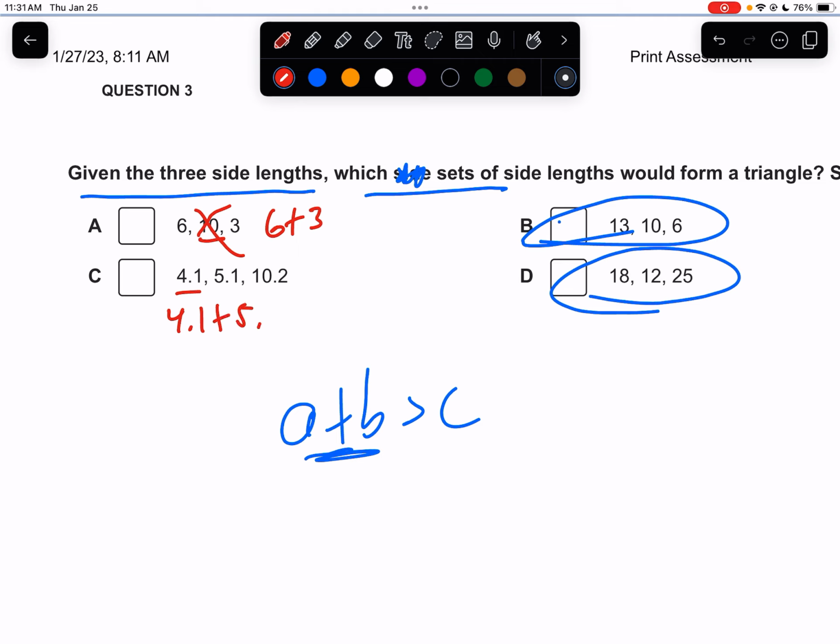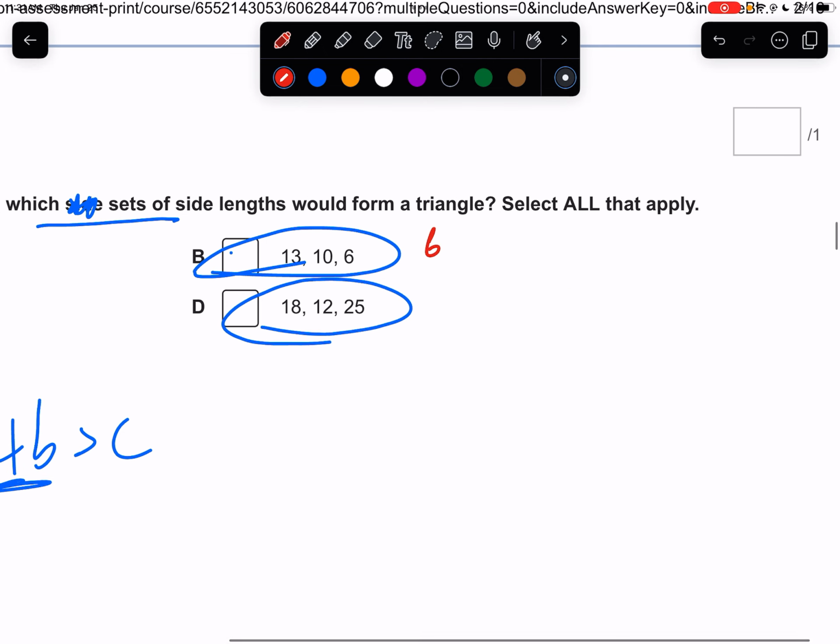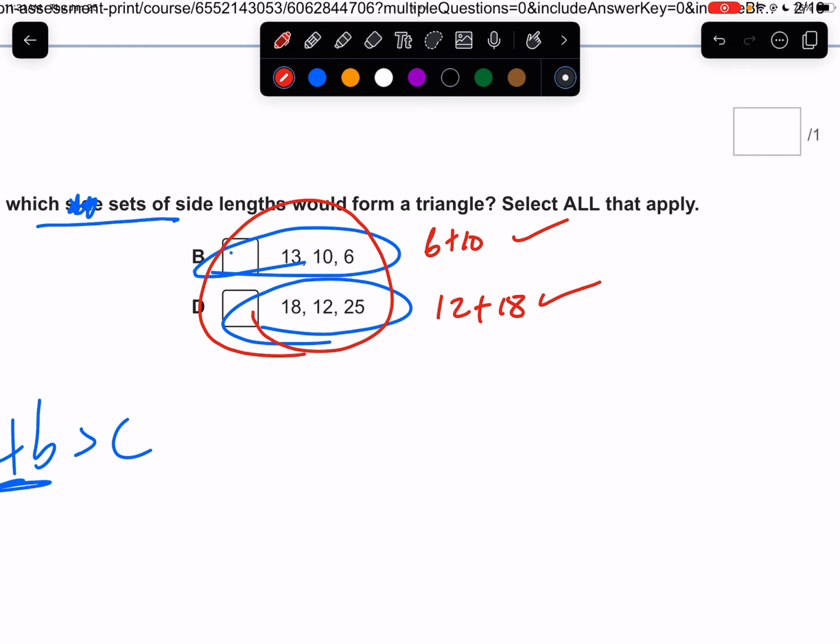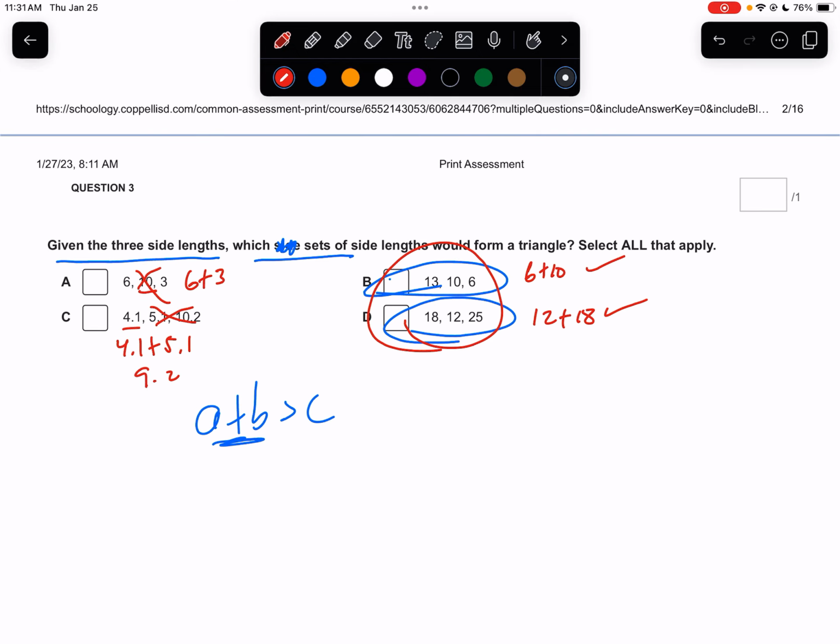4.1 plus 5.1, that would be 9.2. Is that bigger than 10.2? No. 6 plus 10, is that bigger than 13? Yes. And then 12 plus 18, is that bigger than 25? Yes. So both of those would be triangles.